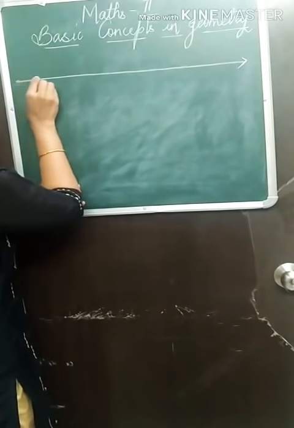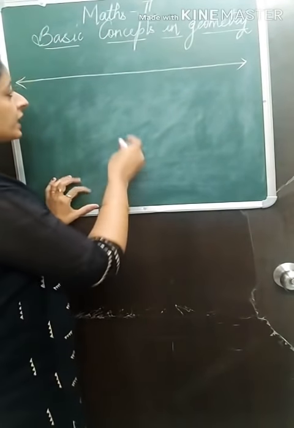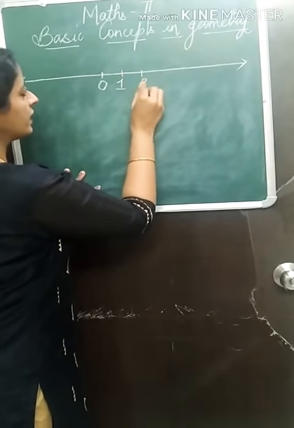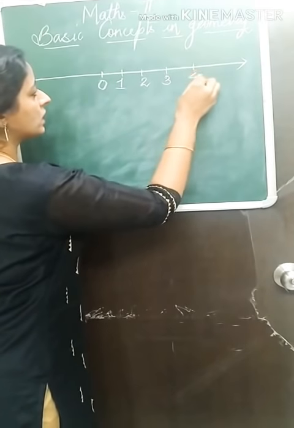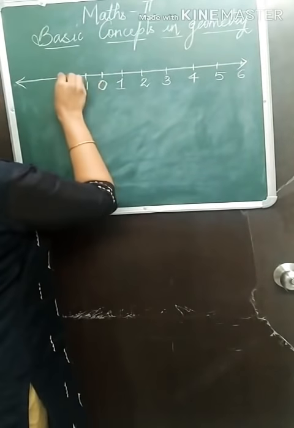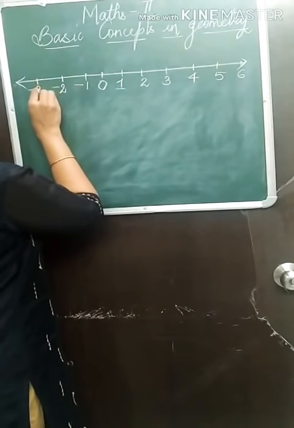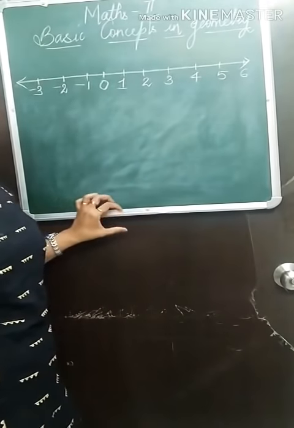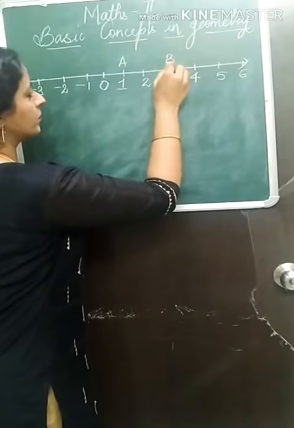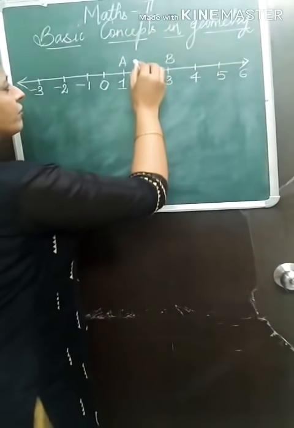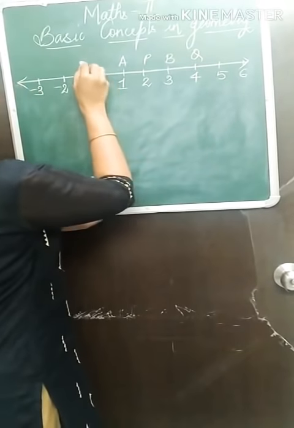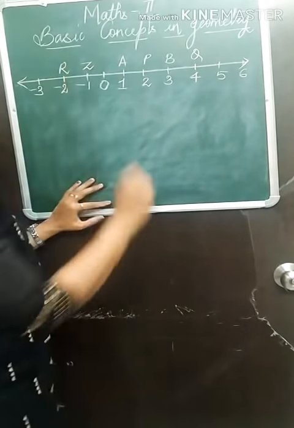We have a number line. We have 0, onto the right side, positive numbers, onto the left side, negative numbers. Okay, so this is a number line. Now on the number line, I'll show some points. As I like, I can give any name to the points. P, Q, Z, R.